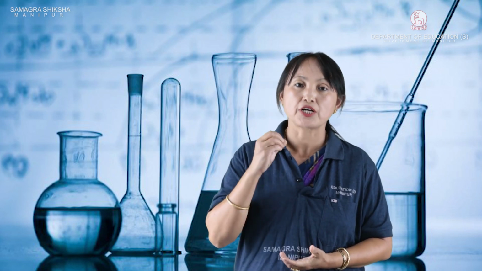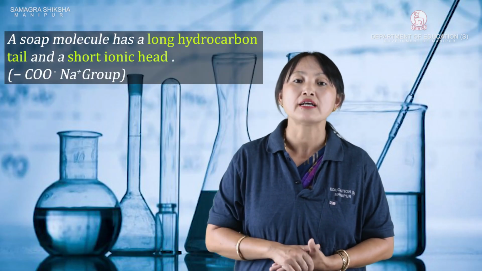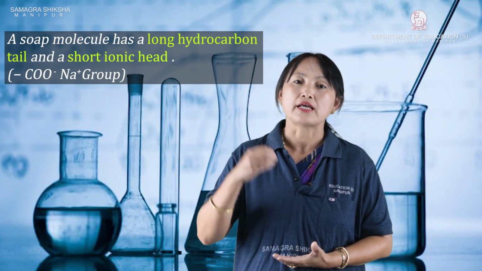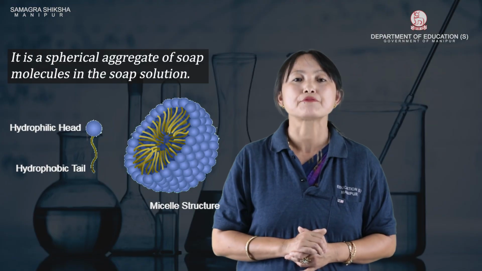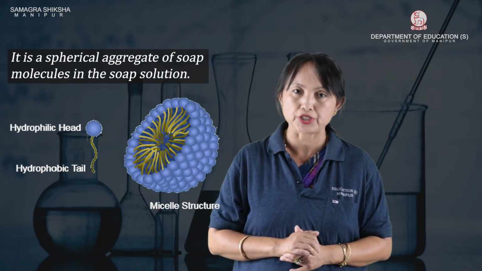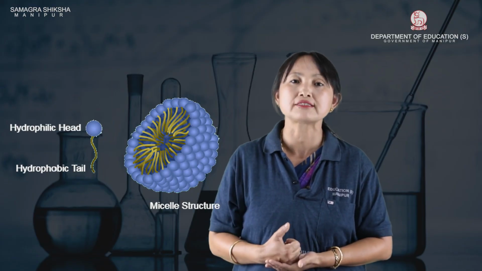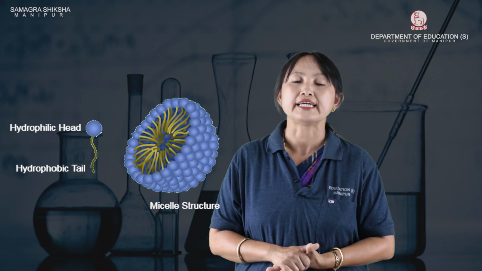Now, a soap molecule actually has a tadpole-like structure. That is, it has a long hydrocarbon tail and a short ionic head, which is actually COONa group. Now, soap molecules, they form structures called micelles in solution. Now, what is this micelle actually? Now, a micelle, it is a spherical aggregate of soap molecules in the soap solution, as shown in your slide here. It has the two parts, long hydrocarbon tail and a short ionic head.